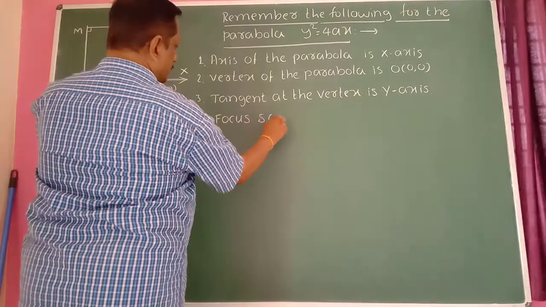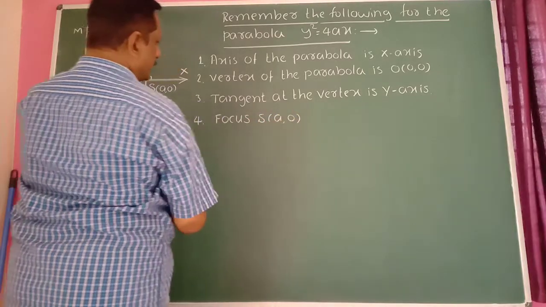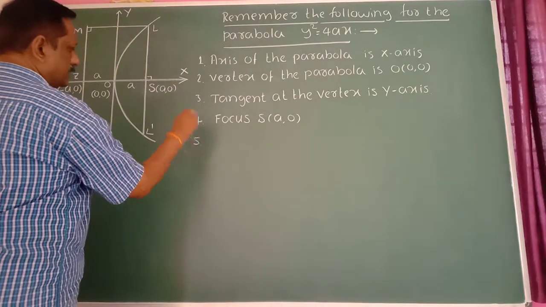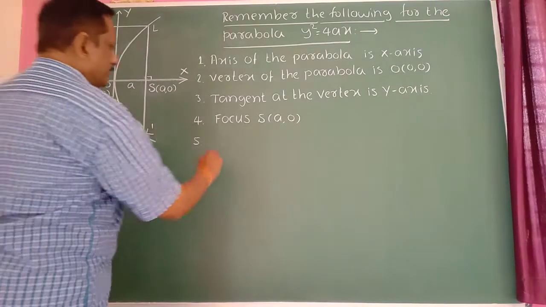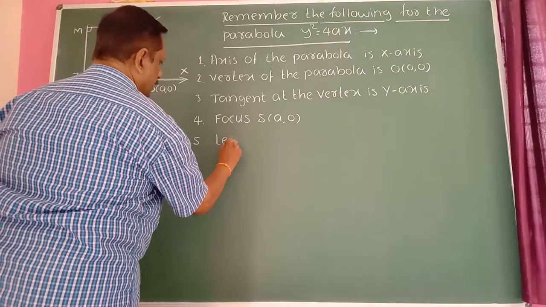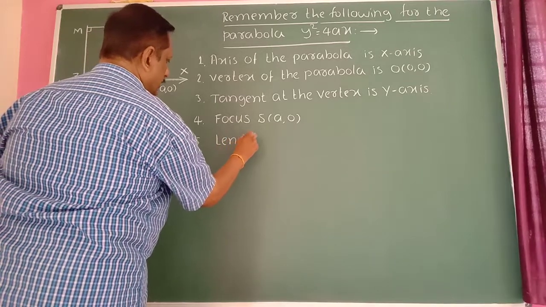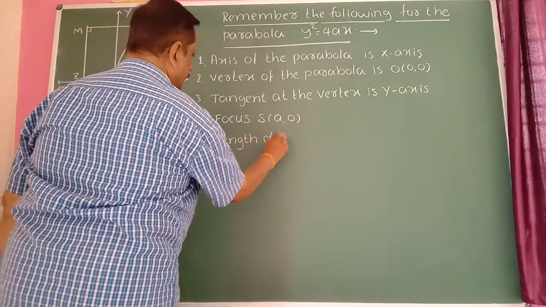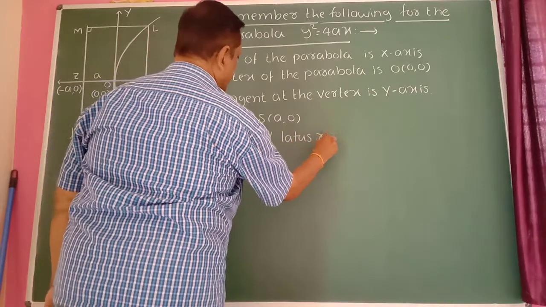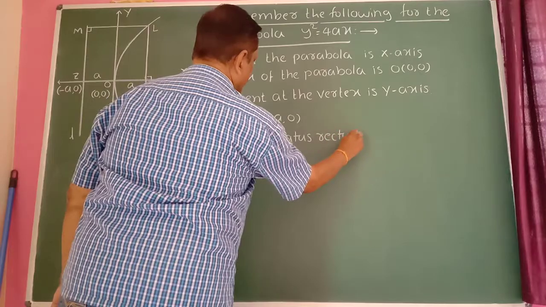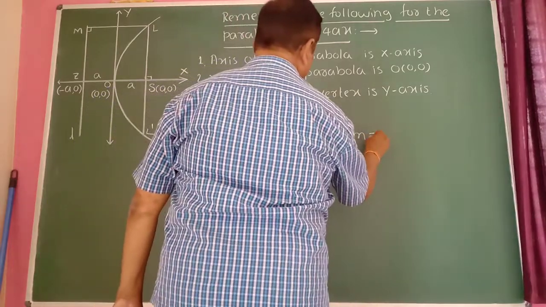So yes, a, 0. Then the fifth one, length of the latus rectum here. So length of latus rectum is equal to 4a.